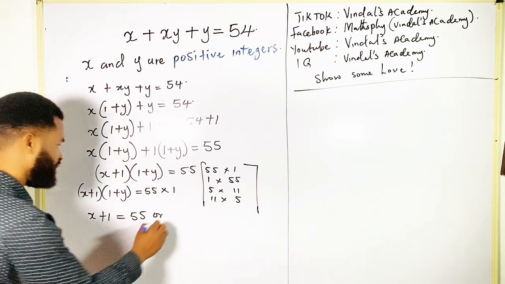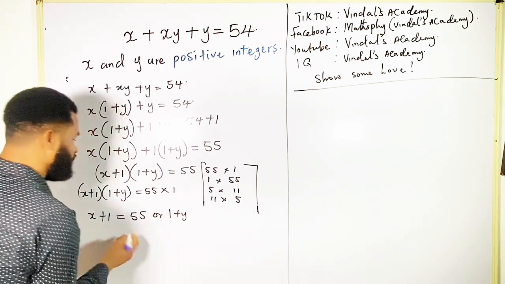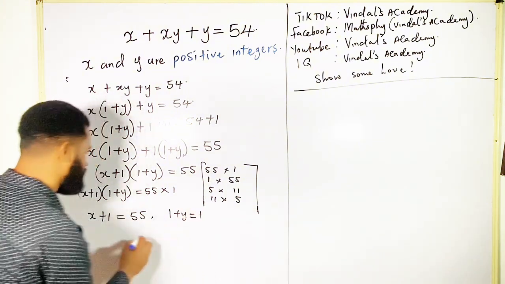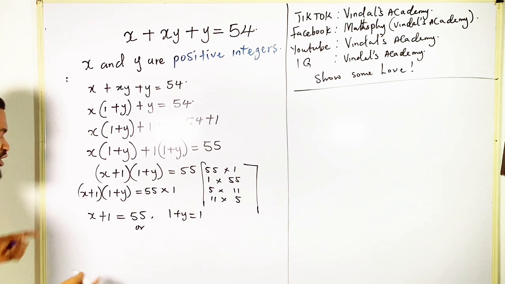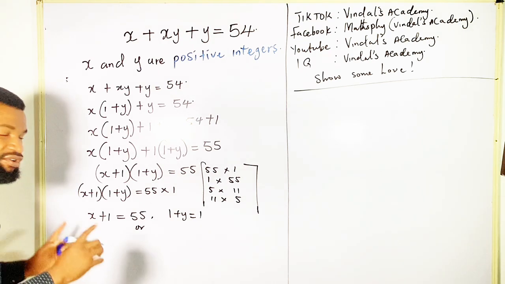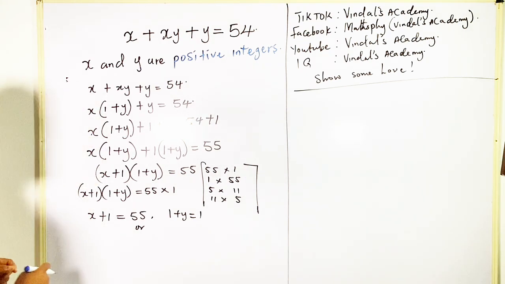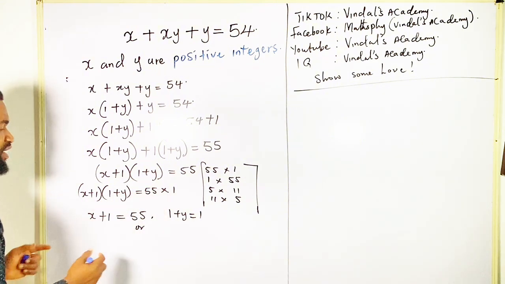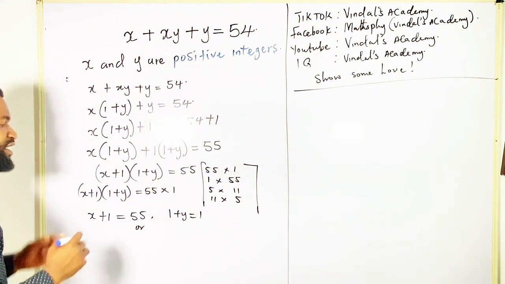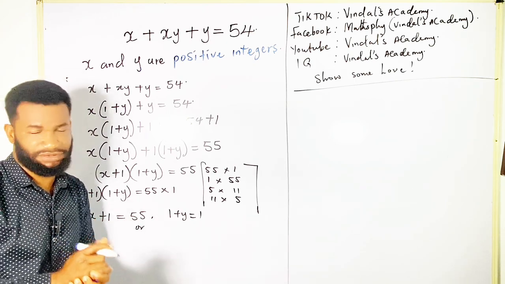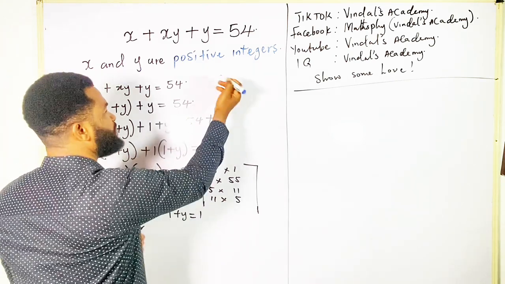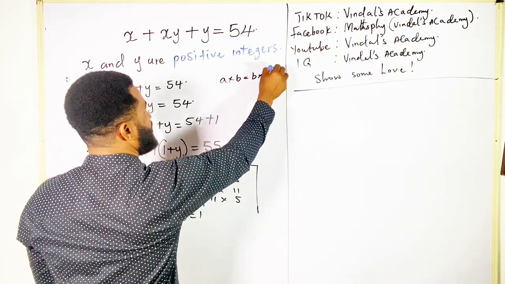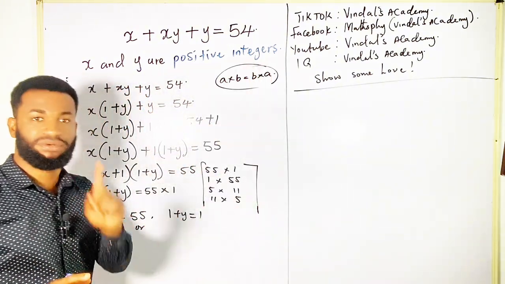Or this is going to be 1 plus y. No, x plus 1 equal to 55 and 1 plus y is equal to 1. Or it's going to be the other way around. It can also be the other way around, whereby it may be this that is the 55 and this is also 1, because they can be interchanged and because they are commutative. Remember what I mean by that. What I mean is this: a times b can also be the same thing as b times a. So I need to respect that mathematical term.